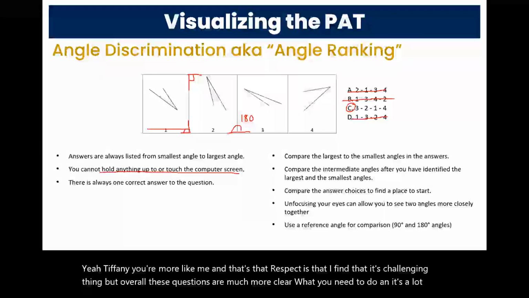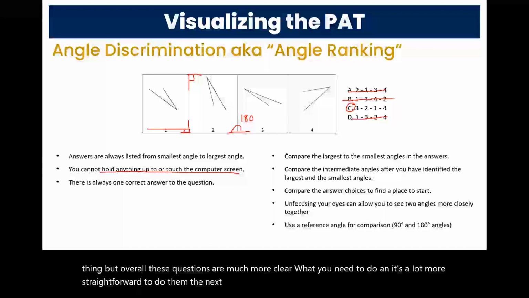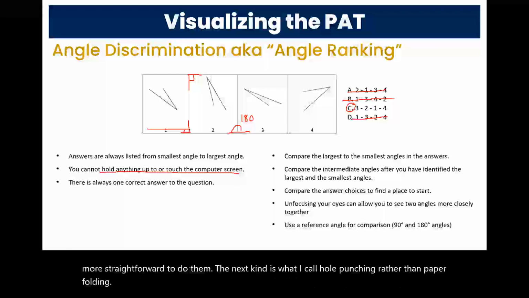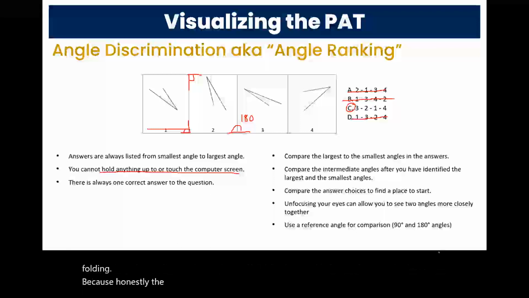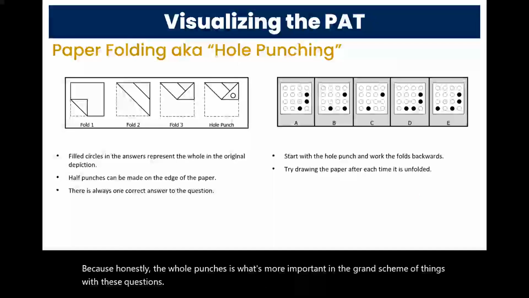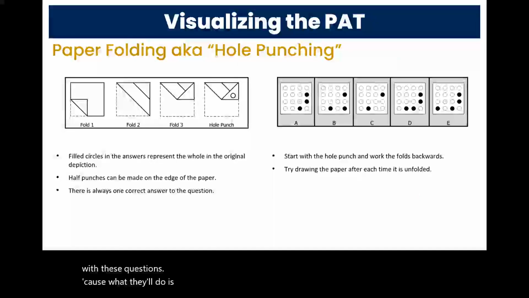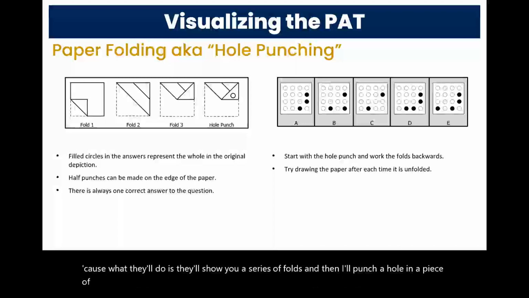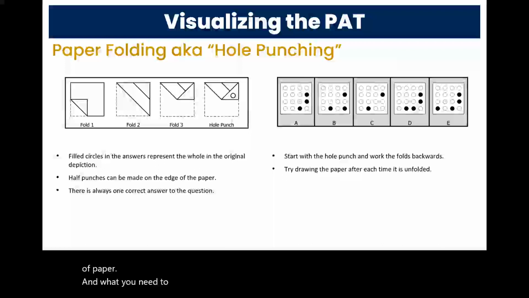The next kind is what I call hole punching rather than paper folding, because honestly, the hole punches are what's more important in the grand scheme of things with these questions. What they'll do is show you a series of folds and then punch a hole in the piece of paper. And what you need to do is predict where the holes will be in the piece of paper when you unfold it again.